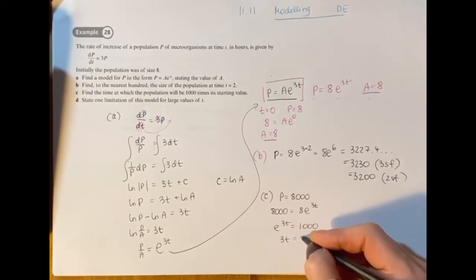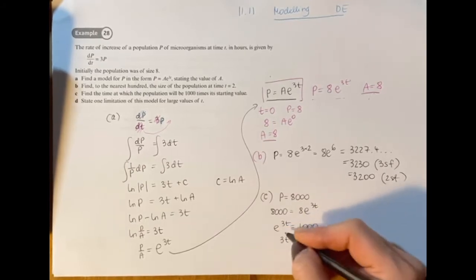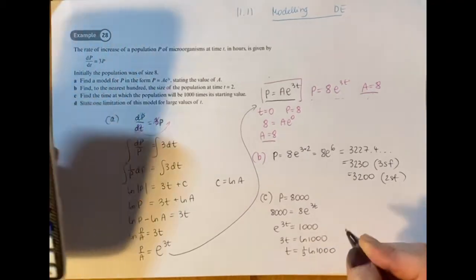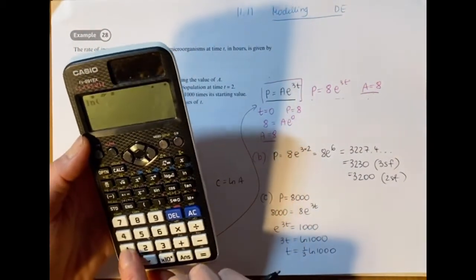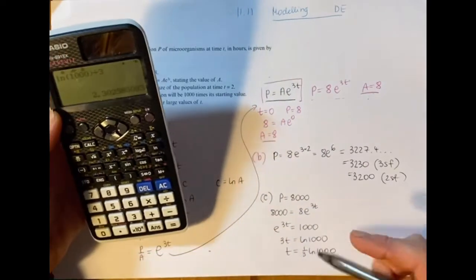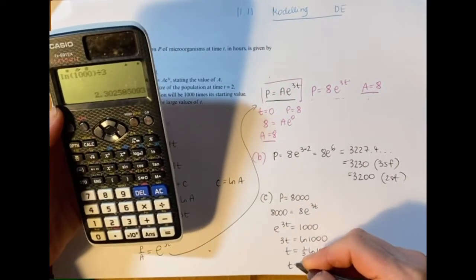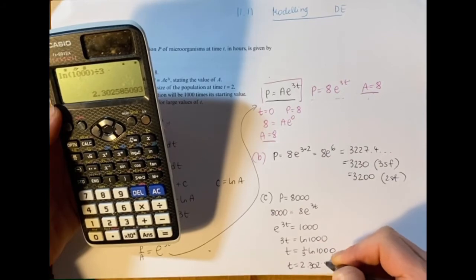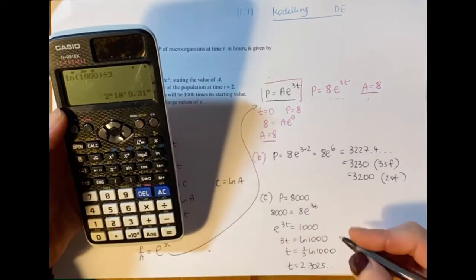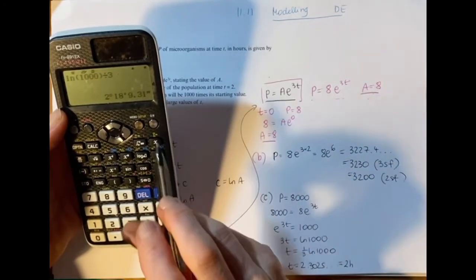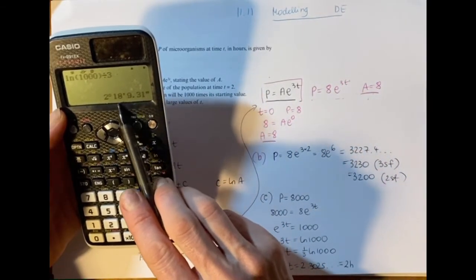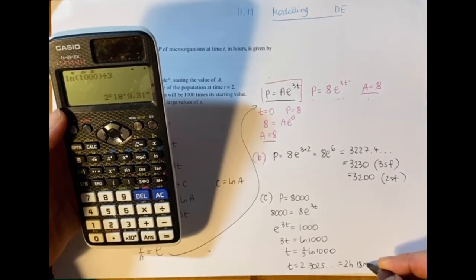3t is equal to natural log of 1000. So give it ln both sides. t is equal to 1/3 natural log of 1000. So ln 1000 divided by 3 gives me t is equal to 2.3025. Now working in hours, so change it into more accurate. So 2 hours, 18 minutes and 9.31 seconds. So 18 minutes rounded down.